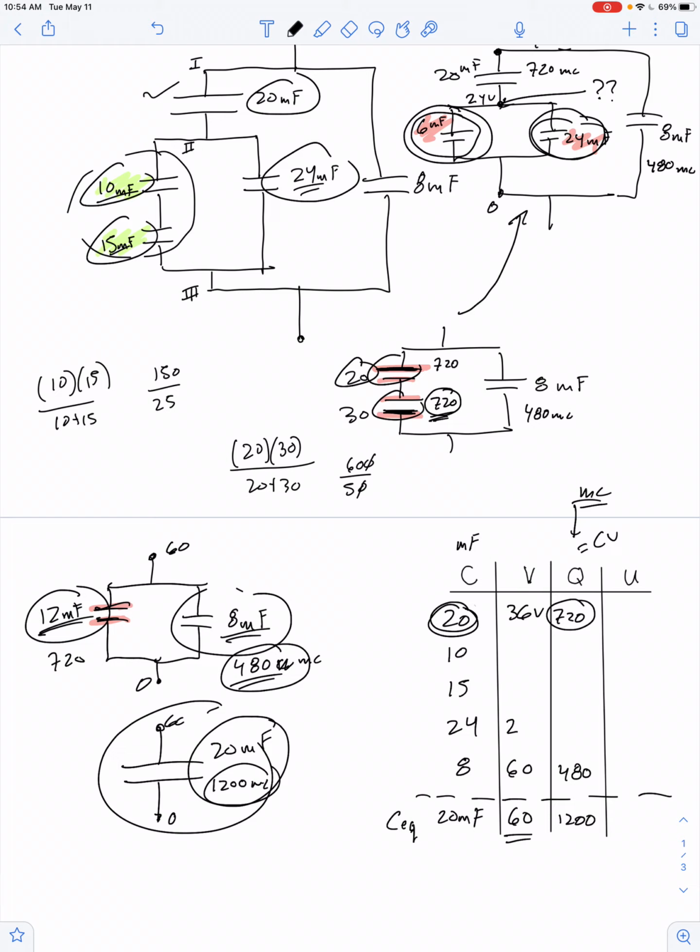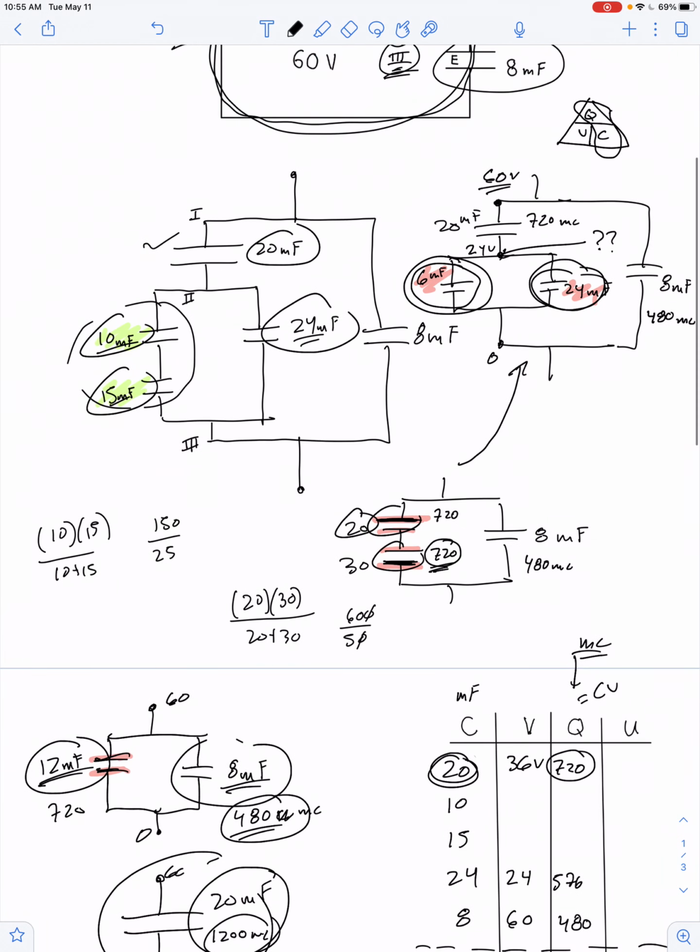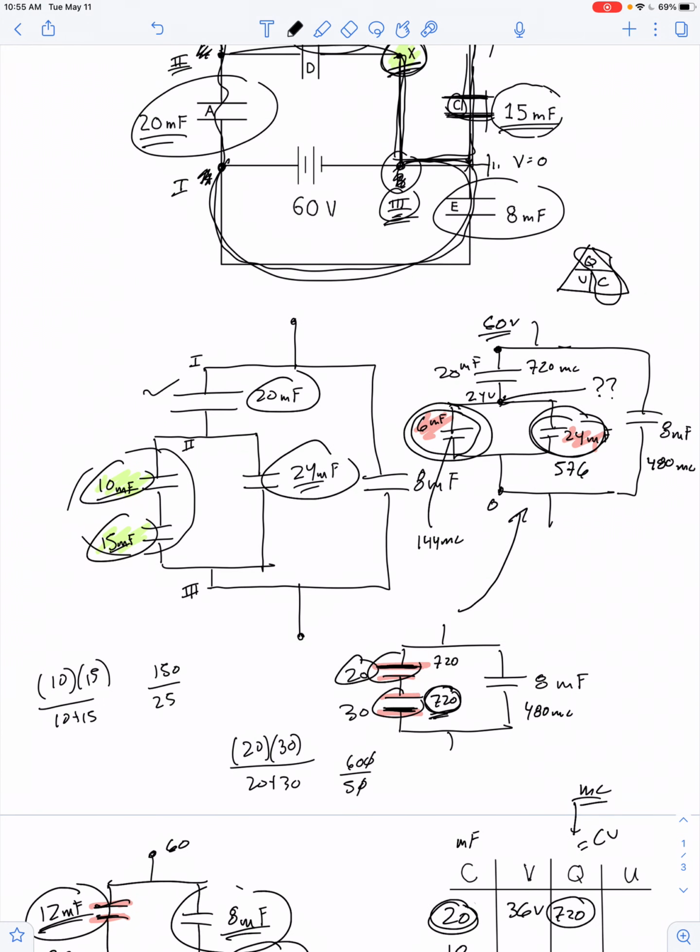So 24 volts. That means there's 576 millicoulombs on this capacitor. And if I subtract 576 from 720, you get 144. So this equivalent capacitance has 144 millicoulombs. Now we go back a step to here.